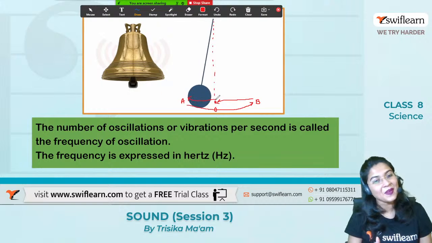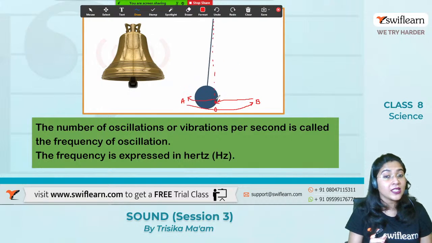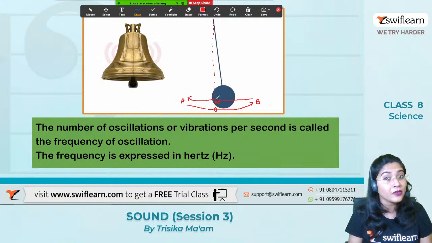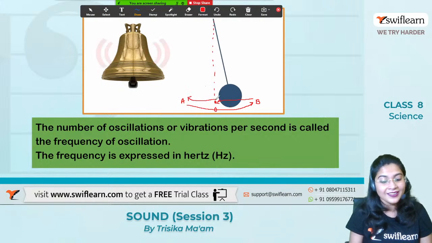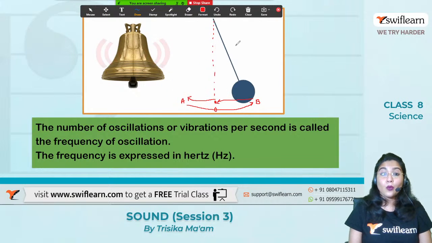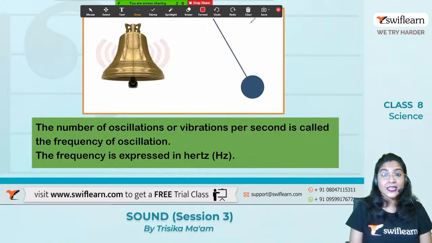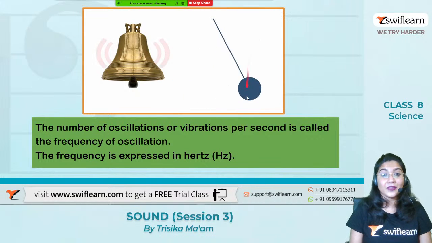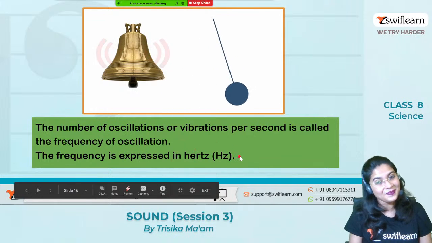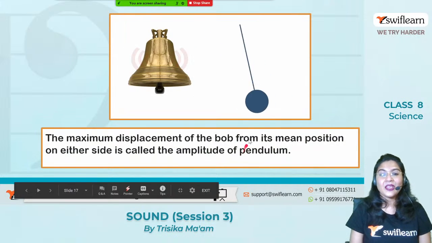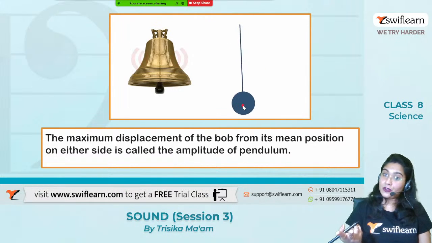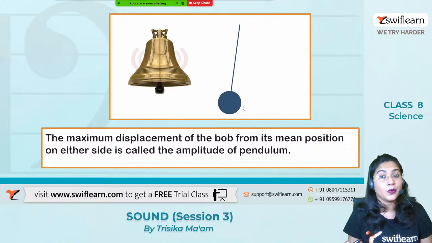Clear? So have you got what is oscillation and that the number of oscillation per second is the frequency of oscillation? Up to this much clear, everyone? Okay, very good. Now, what is the unit for the frequency? What is the unit to measure the frequency? It is expressed in hertz. Yes, very good. Now, let us move on to the next property of the sound, that is amplitude.